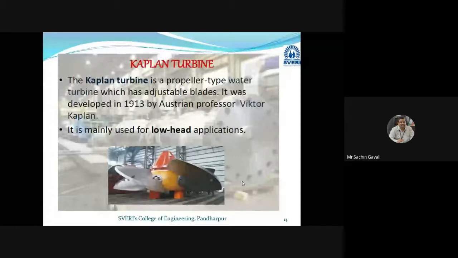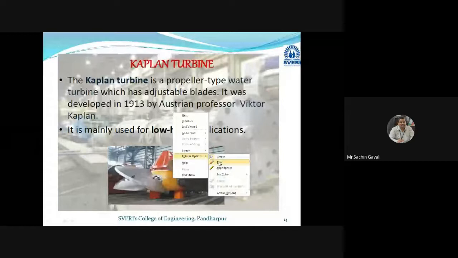Okay. So another type of turbine is the Kaplan turbine. Pelton, Kaplan, these are names of scientists, as I told you many times. So one of the turbines is the Kaplan turbine.